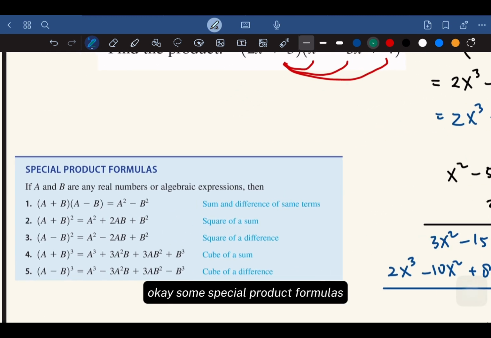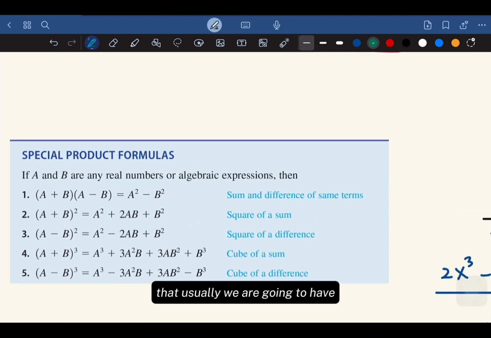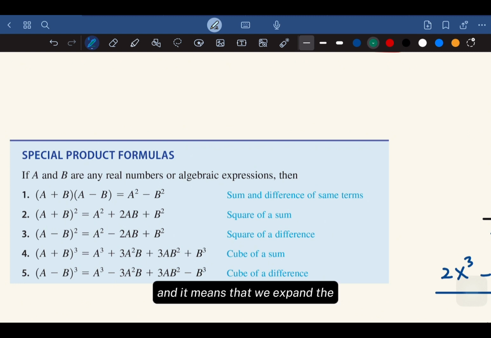Okay, some special product formulas that usually we are going to have. We have this a squared minus b squared. We can factor it, it becomes a plus b, a minus b. Okay. We can have a plus b squared, which means that we expand the form. It becomes a squared plus 2ab plus b squared. I believe I don't need to prove this, right? A minus b squared, and this will be the difference is just minus here. The same, plus b squared is positive.